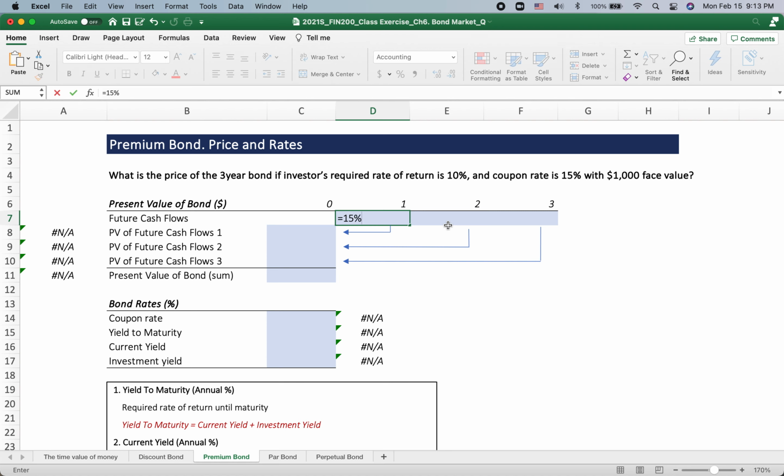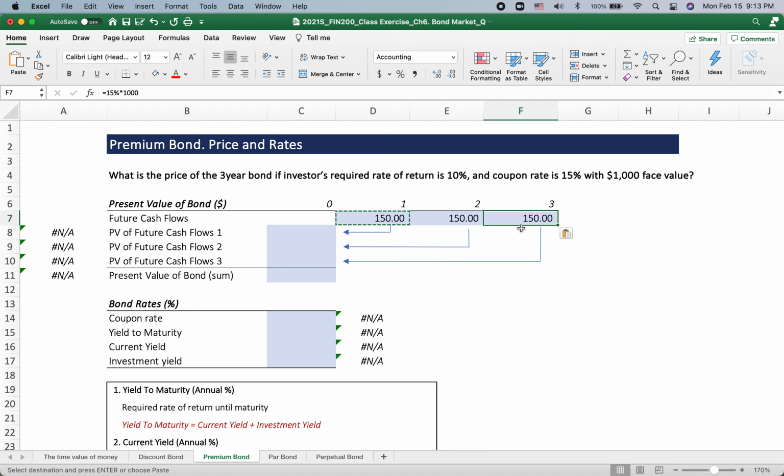Now the 15% times $1,000 face value, right? So we got $150 every year, plus at the end of maturity, you receive as an investor this $1,000. So at the end of the year, the future cash flow is $1,150, right?